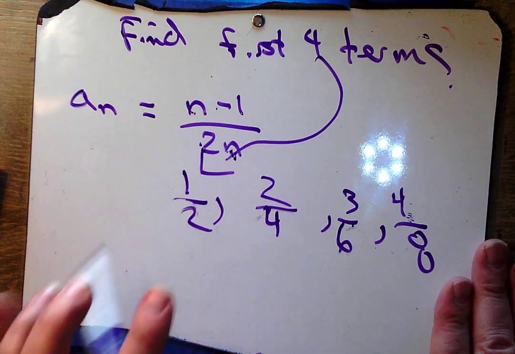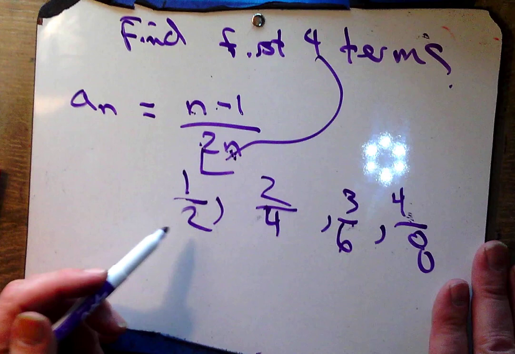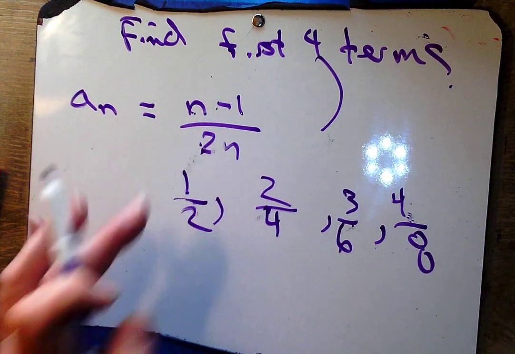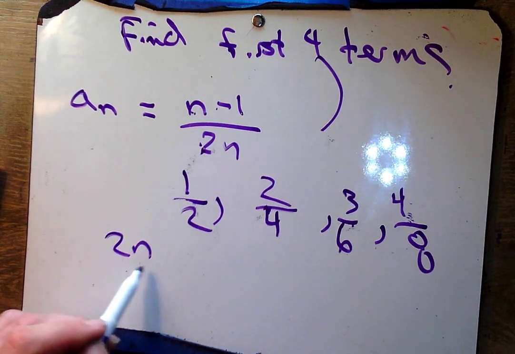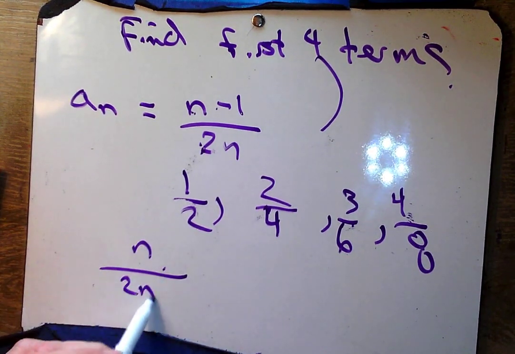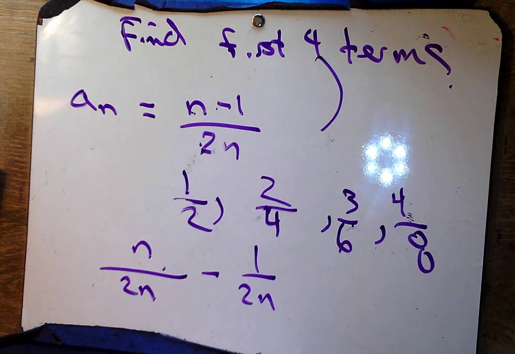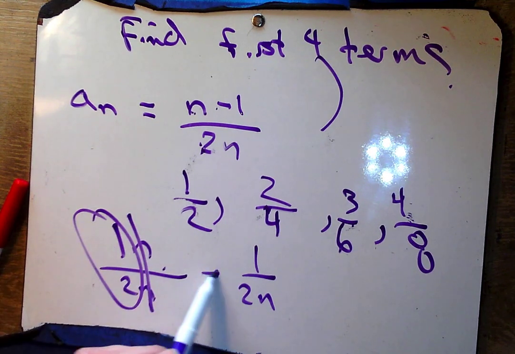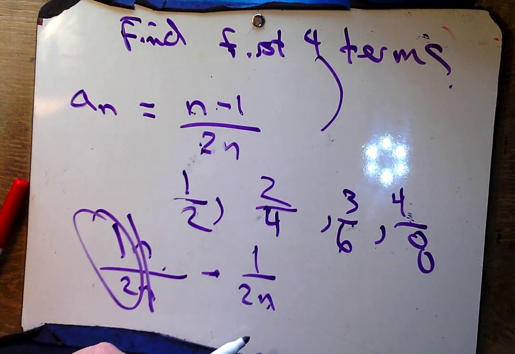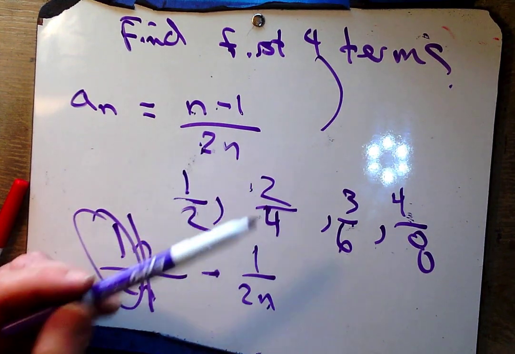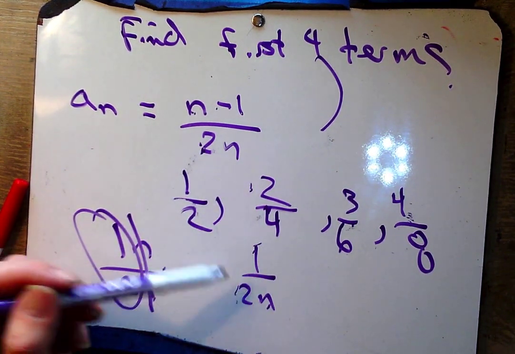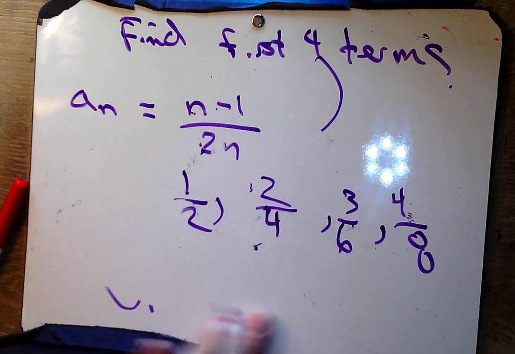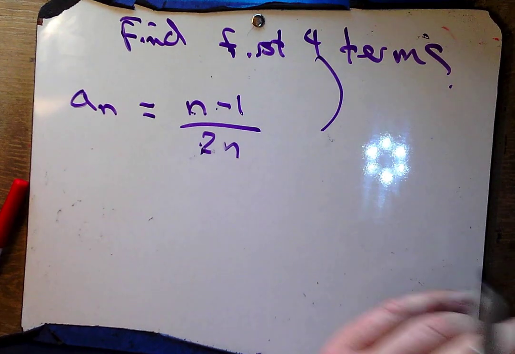Unsimplified. So that should be 1/2. How does that become 1/2? Well, n over 2n minus 1 over 2n. This is going to simplify to be 1/2 minus 1 over 2n. So when n was 2, minus 1/4. Yeah, I'm not quite sure about that. Yeah, good. I'm not going to check.